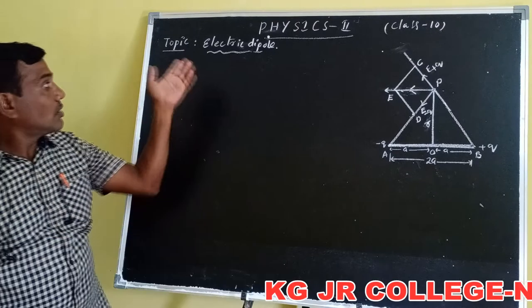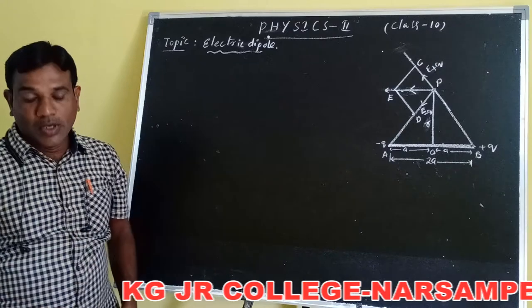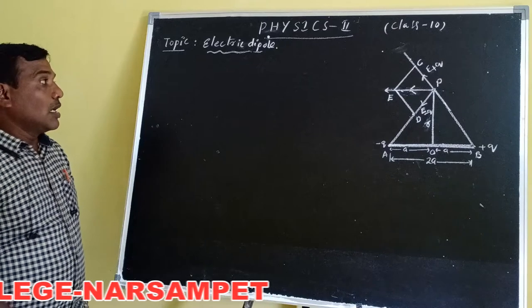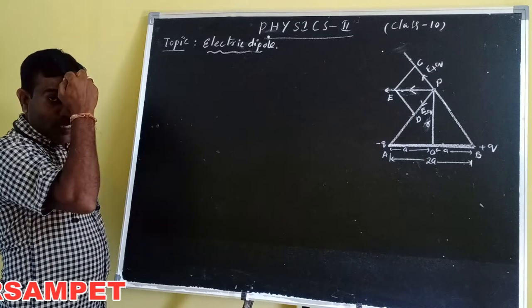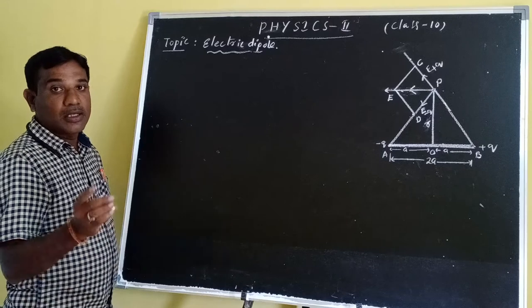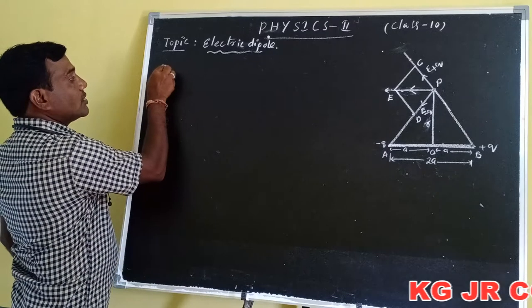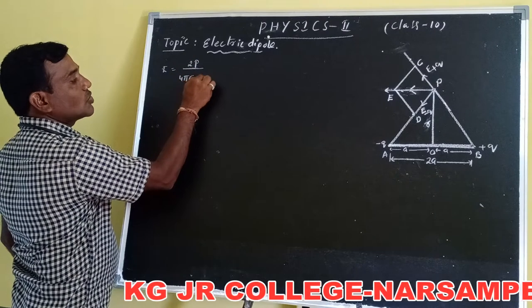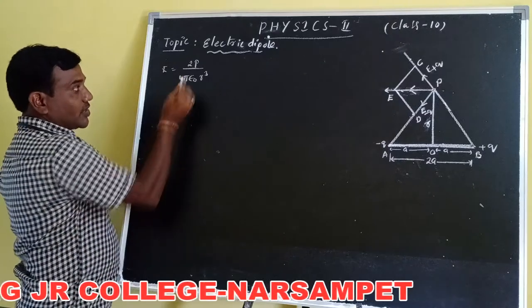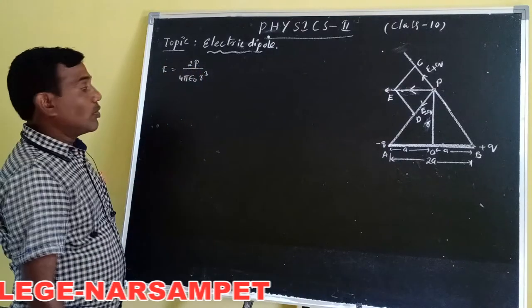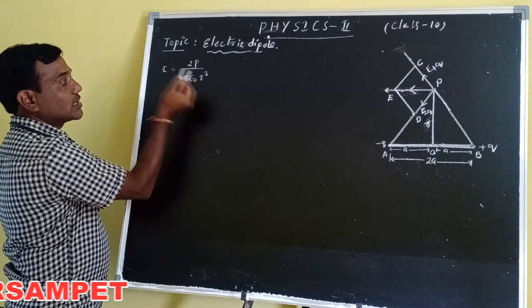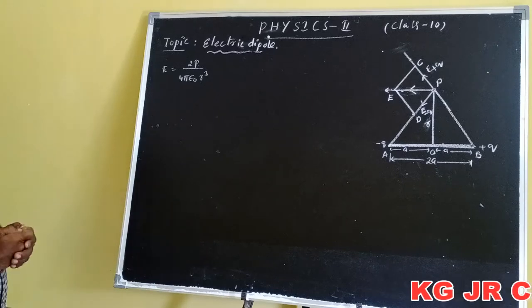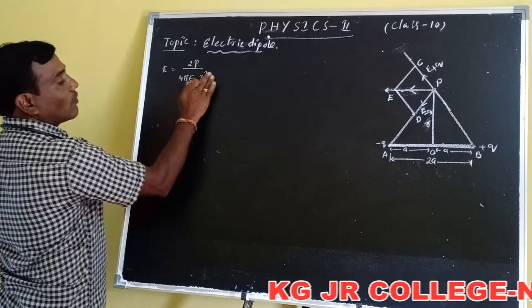Physics second year, class 10, my topic is electric dipole. We have already discussed the electric dipole definition and the intensity of electric field due to an electric dipole at a point on the axial line. From that equation, p is the electric dipole moment, r is the distance of the point, and E is the intensity of electric field. But now we will discuss the intensity of electric field.